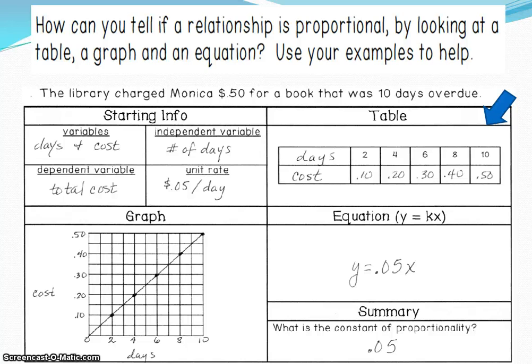So real simply, the same information I just gave you, I just need you to reiterate. How do I know that this situation exhibited in the table is proportional? How do I know this relationship between days and cost is a proportional relationship? That's question 1. Question 2. According to the graph, how do I know this represents a proportional relationship? And then number 3, according to the equation, how do I know that equation represents a proportional relationship? Be prepared to answer those 3 questions when we speak.